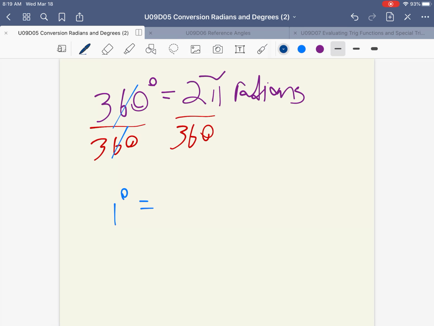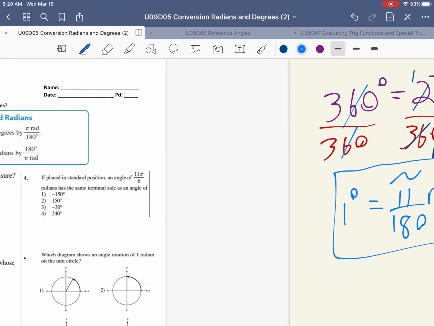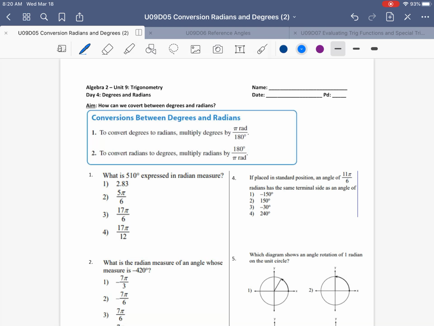So 2 goes into 2 once, and 2 goes into 360 180 times, so that's simplifying the fraction. And we get that 1 degree is equal to pi, because that's 1 times pi, over 180 radians. So this is the formula for converting 1 degree into radians. To convert degrees to radians, multiply by pi rad over 180.